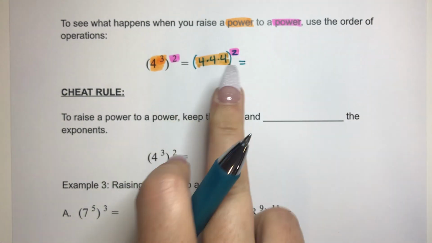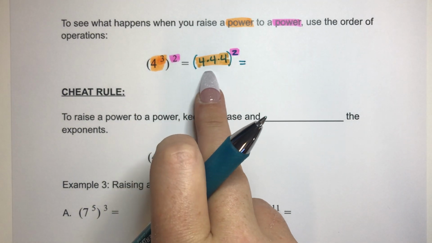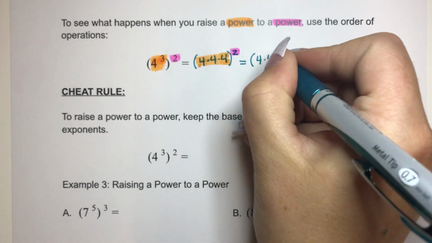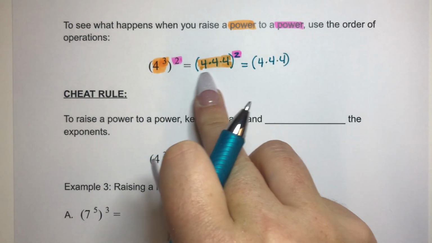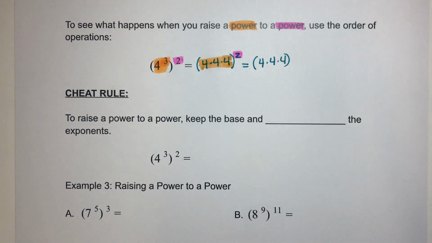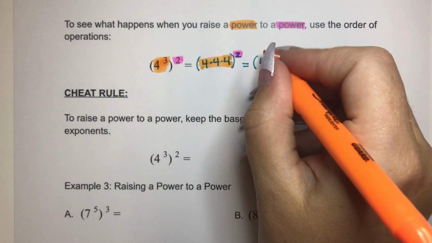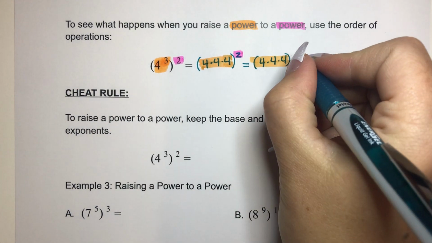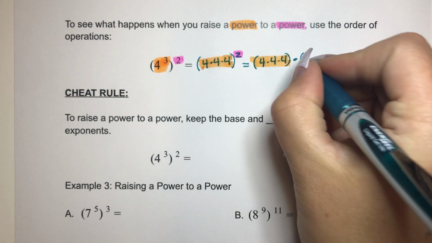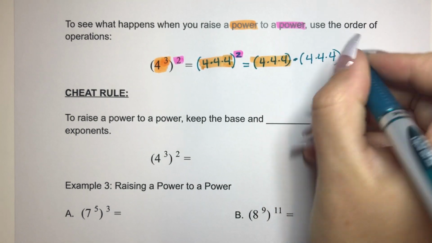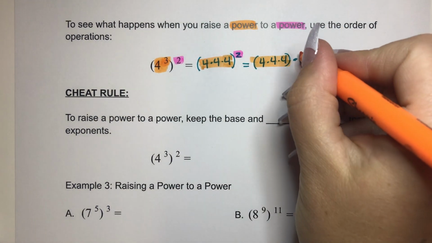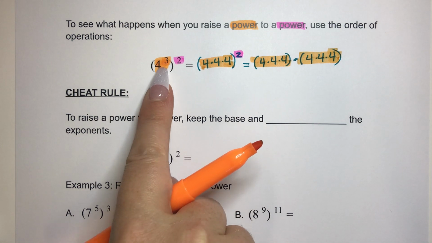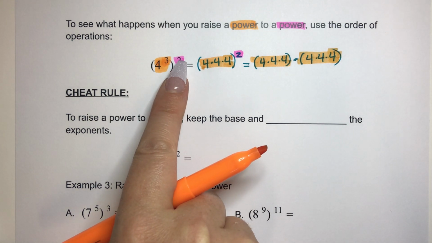So now, what does this mean? 4 times 4 times 4 raised to the second power. Well, that means 4 times 4 times 4 is our base, and then it's multiplied by itself 2 times. So 4 times 4 times 4, like that. See where we started, 4 to the third, and it's being raised to the second power.